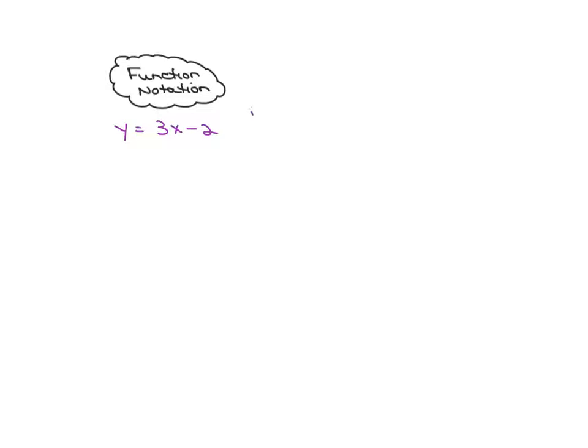By looking at this, we know the input is x, the output is y, and we could say y is dependent on x, or we could say y is a function of x. And we talked about those in the last video about the relationship between age and height.